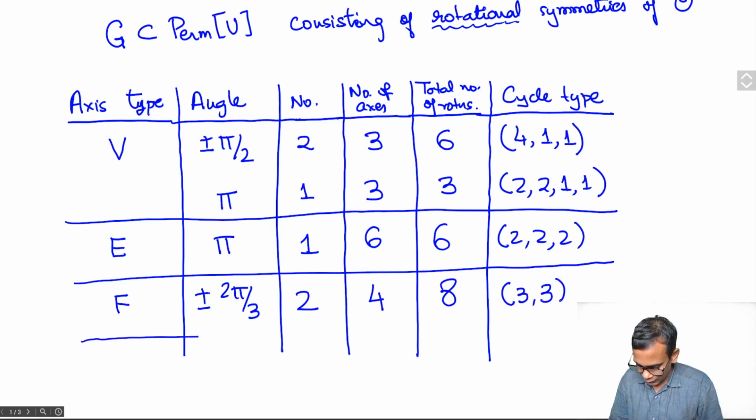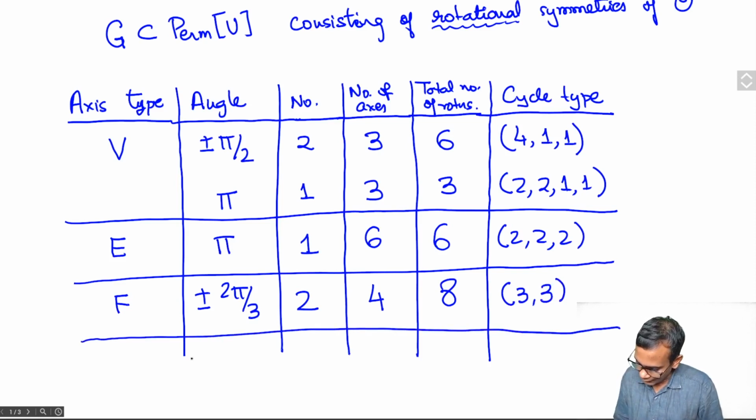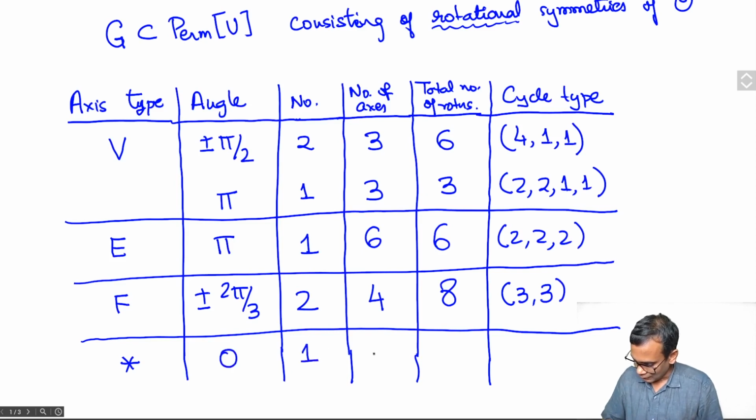And we mustn't forget, every group has the identity element. Everything is an axis if you wish. It doesn't do anything. See, the angle is 0. There's just one element.